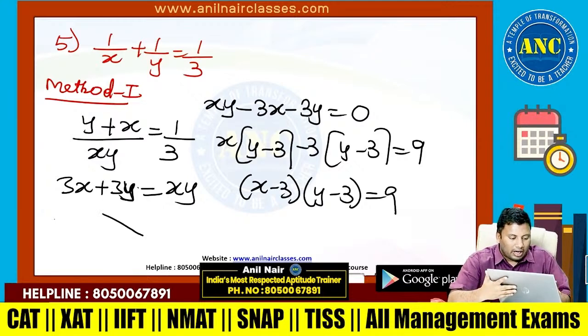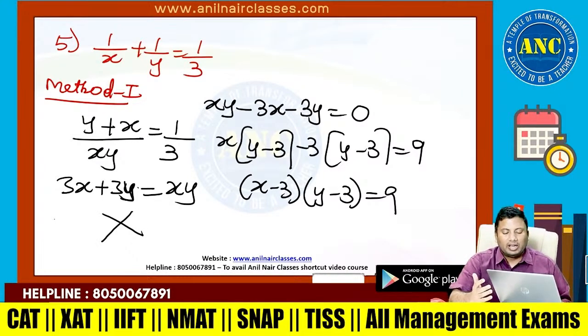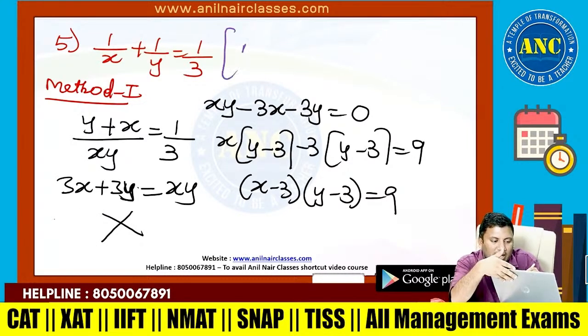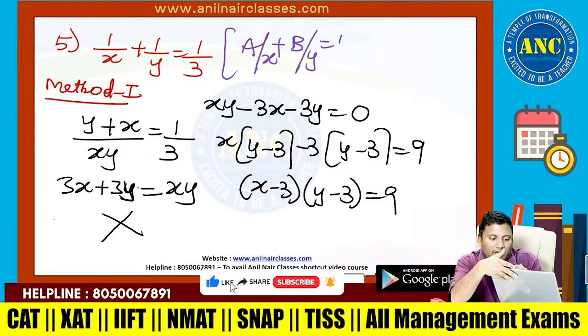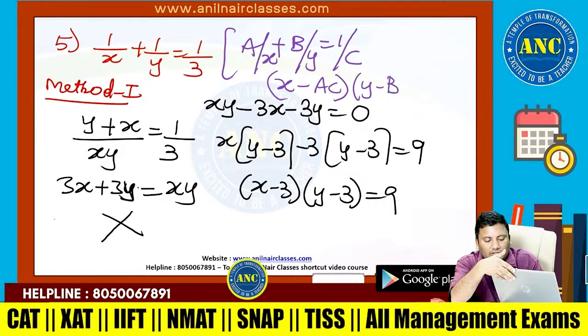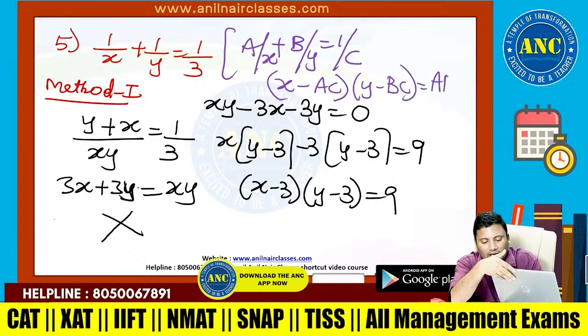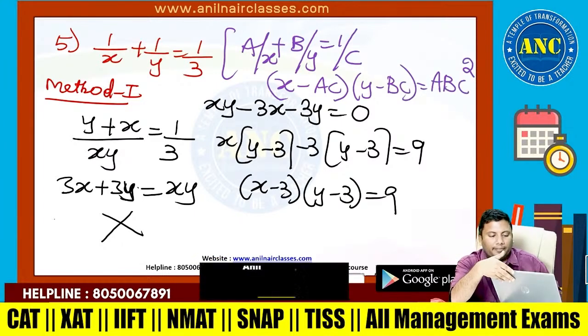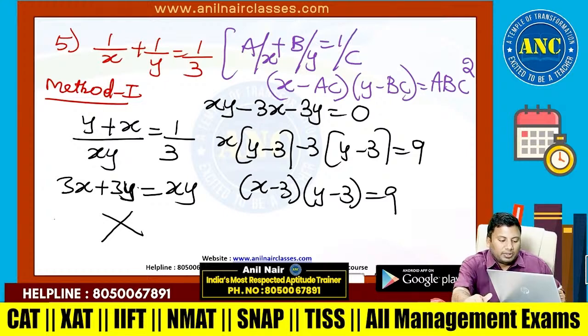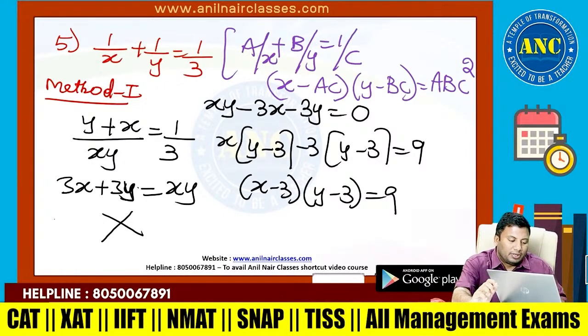You don't need to write this entire equation. That is the reason I discussed that shortcut with you. If you know that shortcut, directly you will get this answer. What is that concept? A by x plus b by y is 1 by c. This is nothing but x minus ac, y minus bc equals a into b into c square. This is concept 3. If I use concept 3, directly I will get this answer.